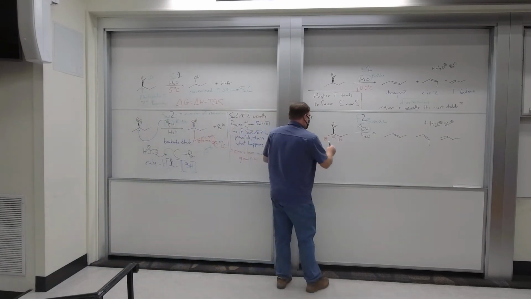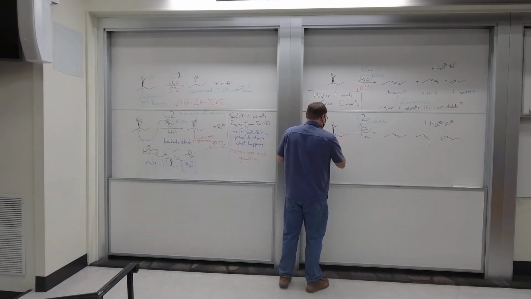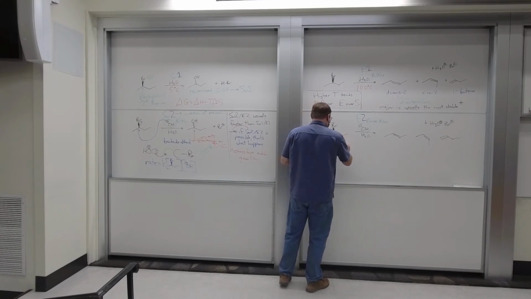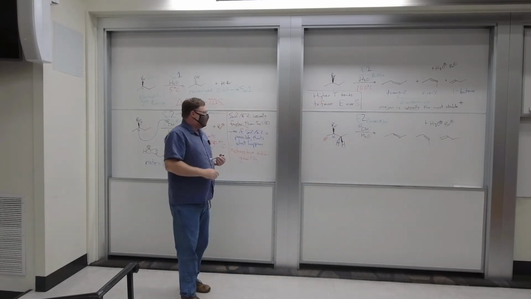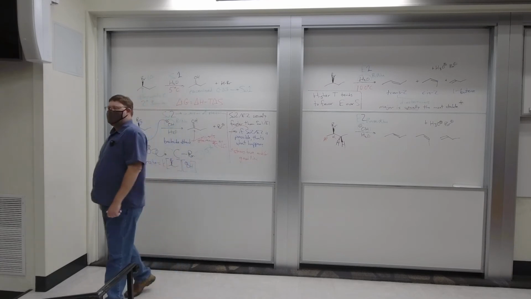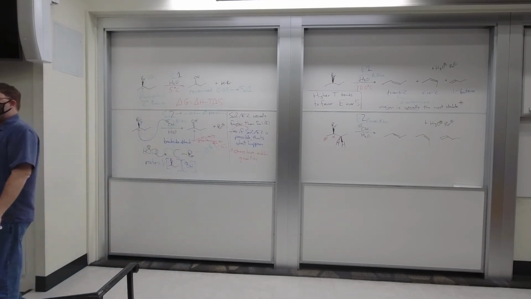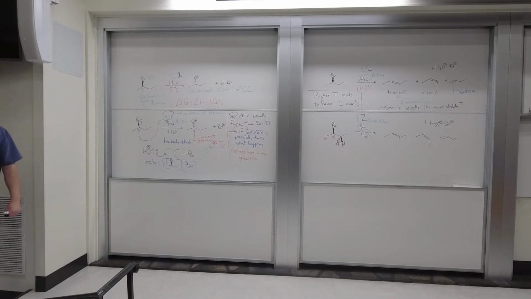Let's see if you guys can figure this out. I'll give you a completely unfair question. Maybe it's fair if you've read through it. Draw the mechanism for this one-step reaction, the E2 over there at the bottom. It's not completely unfair, it's just kind of unfair.